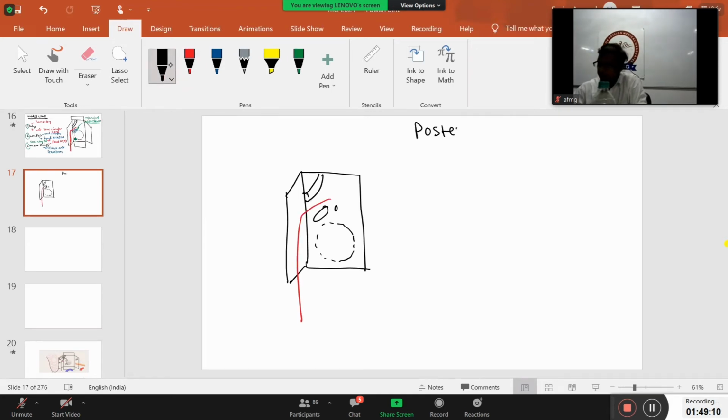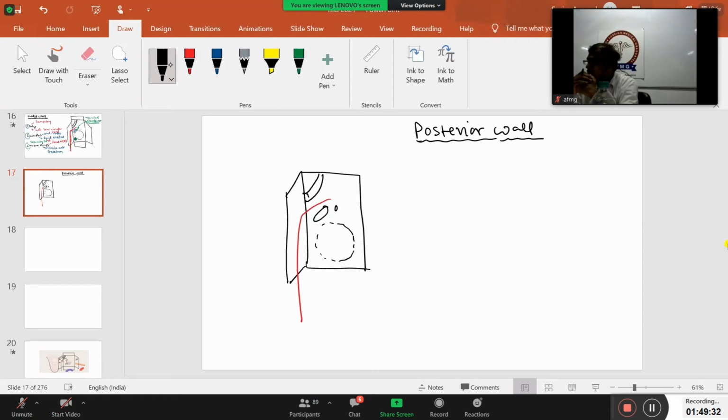Posterior wall of the middle ear. The last one. On the posterior wall of the middle ear, look at the diagram and tell me, one thing that you already know is the facial nerve.